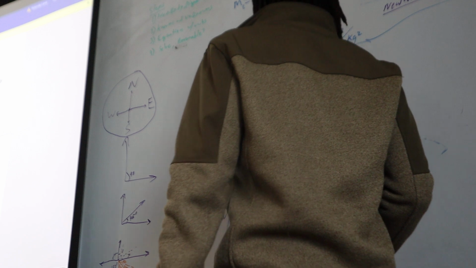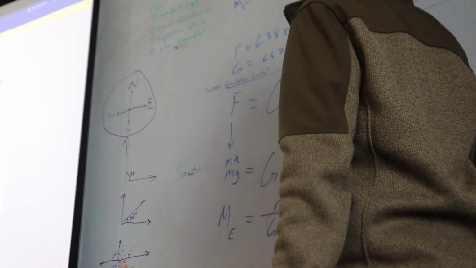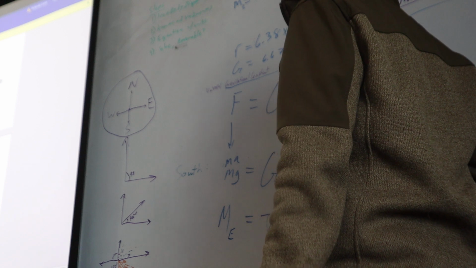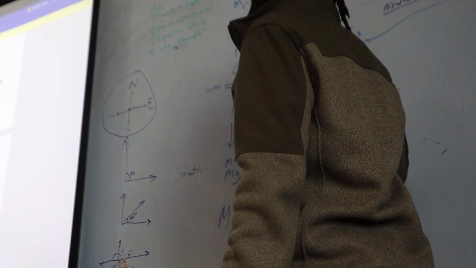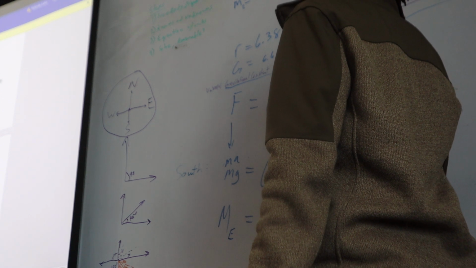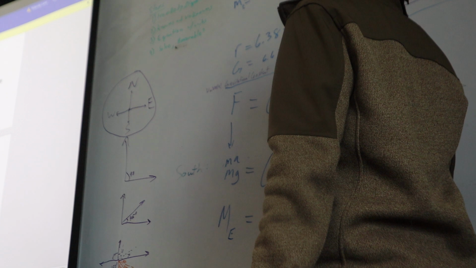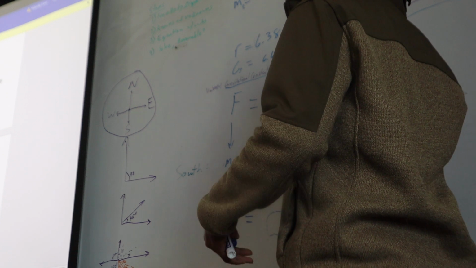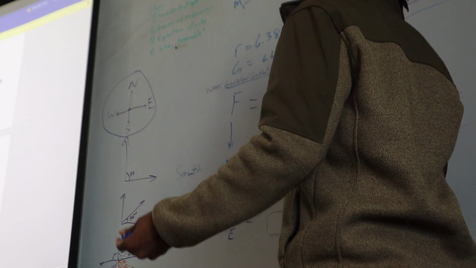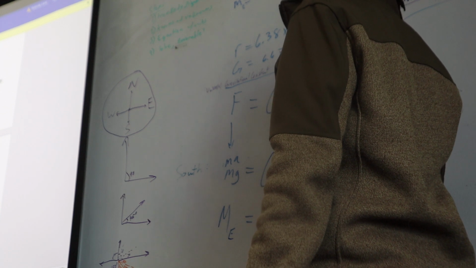So here's the big M I'm trying to solve for. I want to put everything on the other side. I want to solve for the mass of the Earth, big M. Because it's like one mass and another mass, and big M is what we're looking for. So here's the mass of the Earth.